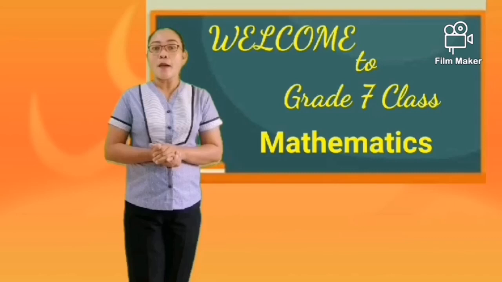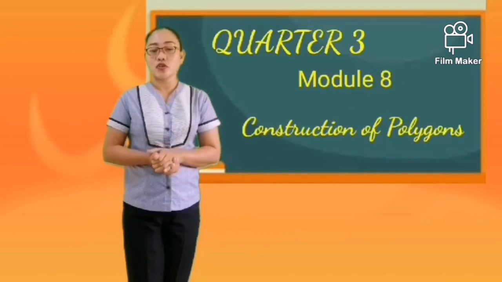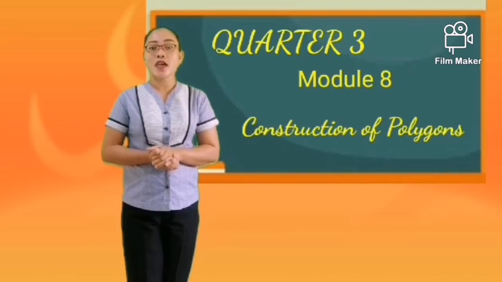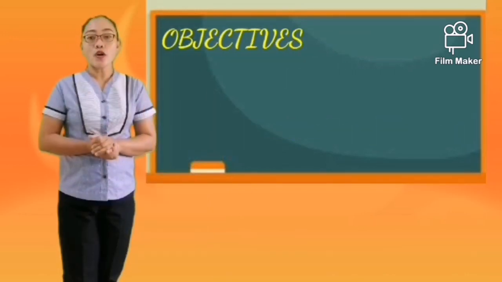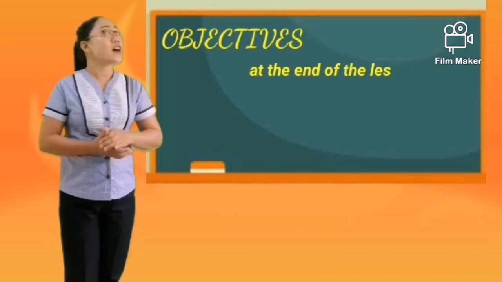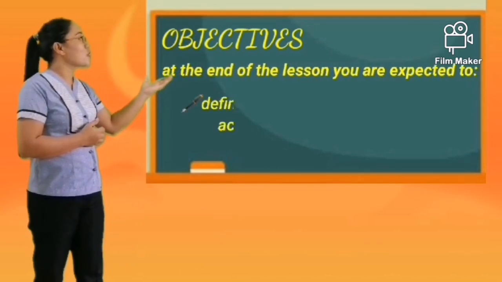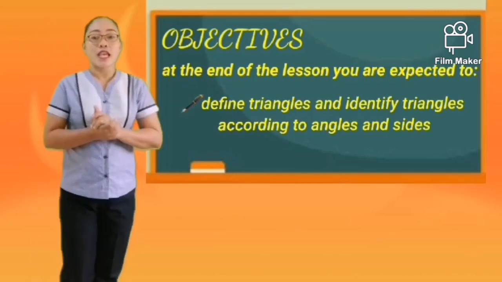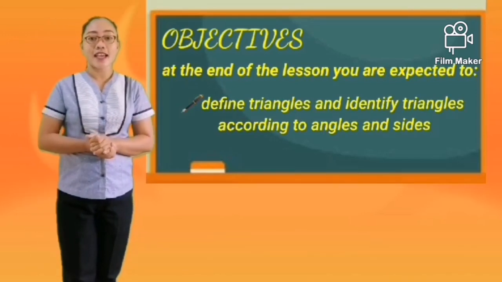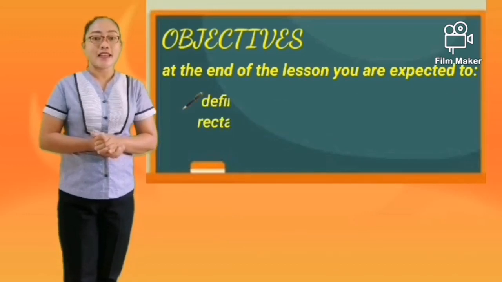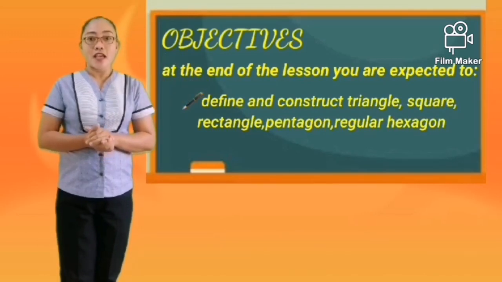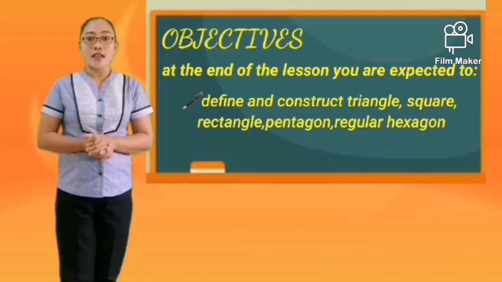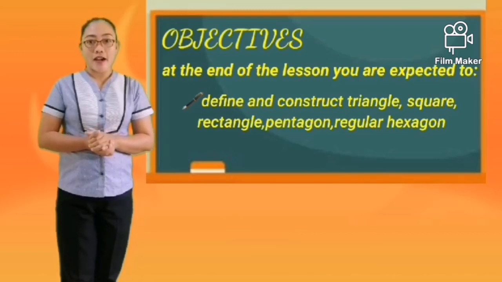Before we go further, please prepare your self-learning module for week 8 and let's do it together: the construction of polygons. So our objectives for this episode are as follows. At the end of the lesson, you are expected to define triangles and identify triangles according to angles and sides. Then, define and construct a triangle, square, rectangle, pentagon, and regular hexagon.